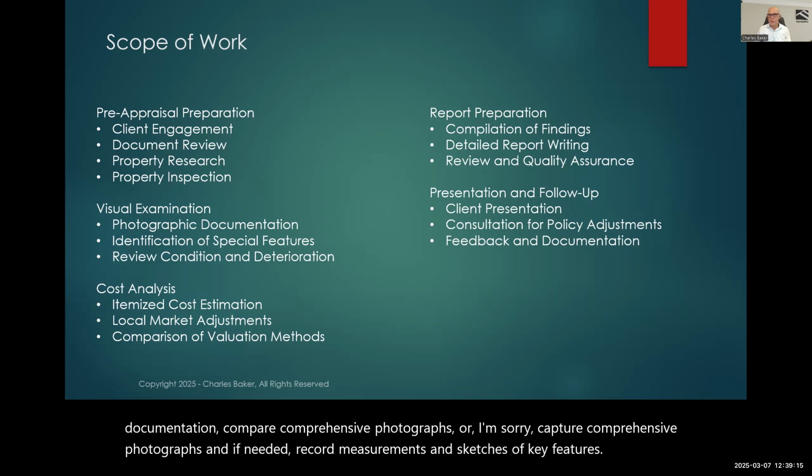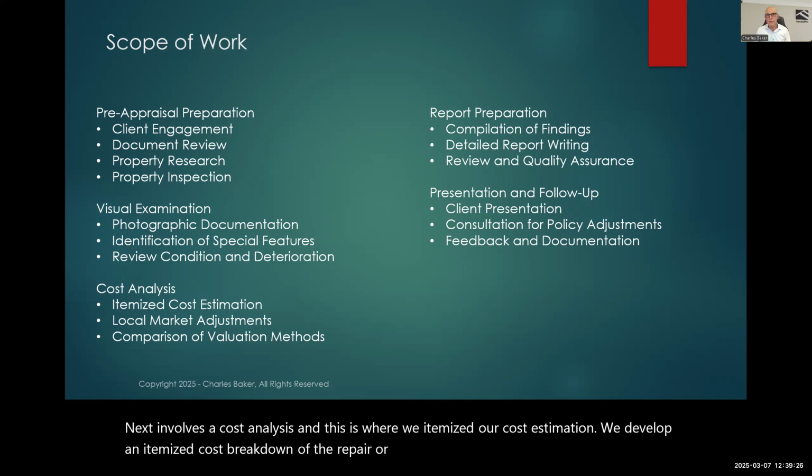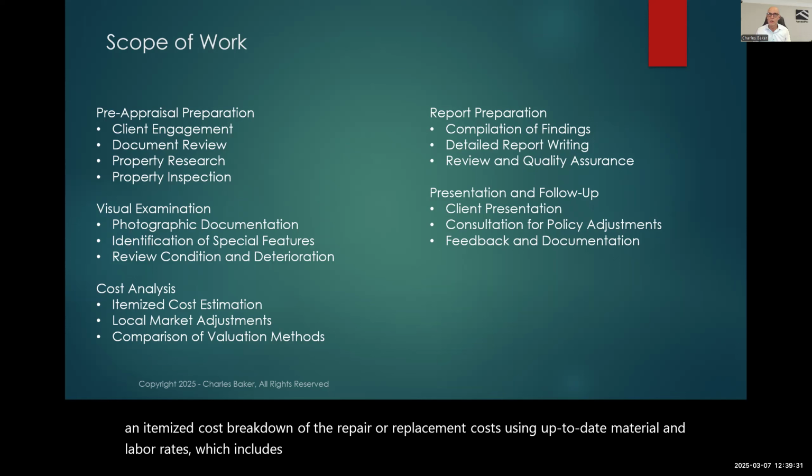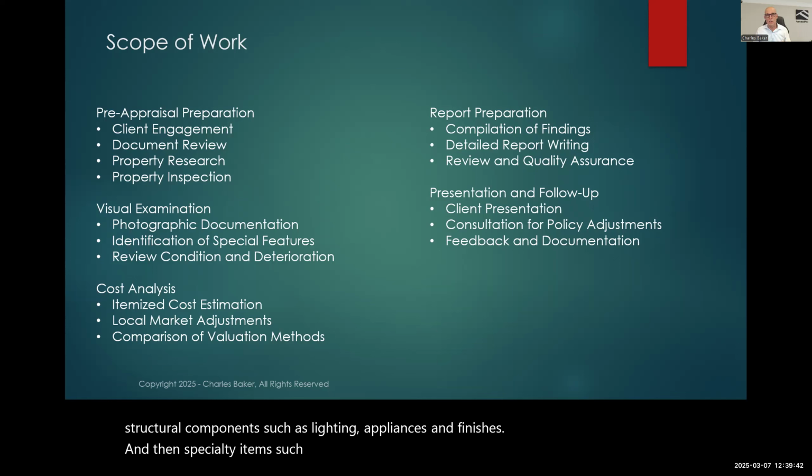Next involves the cost analysis, and this is where we itemize our cost estimation. We develop an itemized cost breakdown of the repair or replacement costs using up-to-date material and labor rates, which includes structural components such as the foundation, walls, roof, non-structural components such as lighting, appliances, and finishes, and then specialty items such as security systems, smart home integrations, lighting, computerized, this, that, and the other thing.